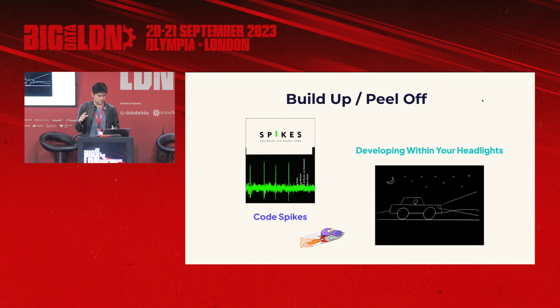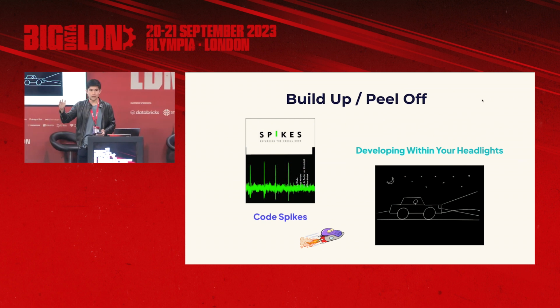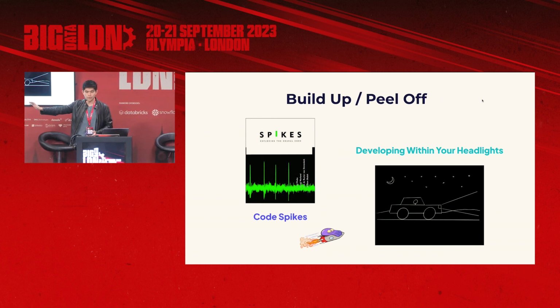And this is anchored on very well-known agile concepts in development. You have spikes, where essentially you want to do a time-boxed experiment to figure something out. And then what we call developing within your headlights, right? You always want to focus on the next most impactful thing. You don't want to get lost in long-term planning or dreaming about the world. And the metaphor here is, at night you want to drive as fast as you can see. If you drive faster than you can see, you're going to crash. And we don't want that.